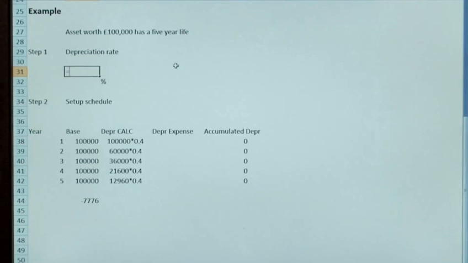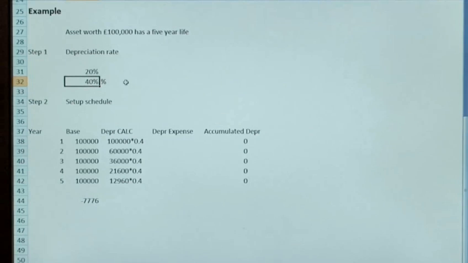1 divided by 5 equals 0.2, so 20%. And then for the reducing balance method, because we double this up, we're just going to do 20% times 2. So the depreciation rate that we're using is going to be 40%.